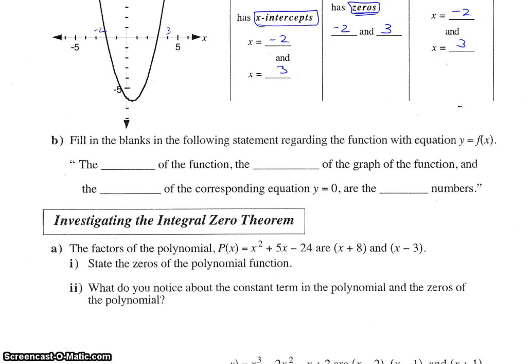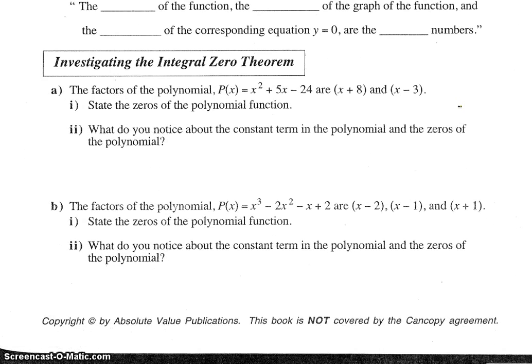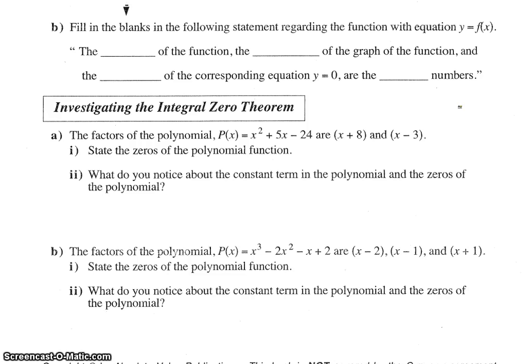All right, let's look at a new topic here, investigating the integral zero theorem. So we're going to learn about the integral zero theorem today, and then do some factoring. So first of all, the factors of the polynomial are x plus 8 and x minus 3. State the zeros of the polynomial function. So as we discussed up above, we set each of those factors equal to 0 to find the zeros. So isolate x, subtract 8 over, we'd have x equals -8, and x equals 3.